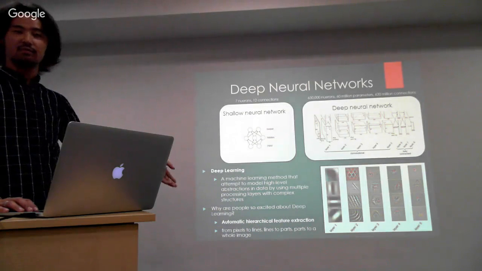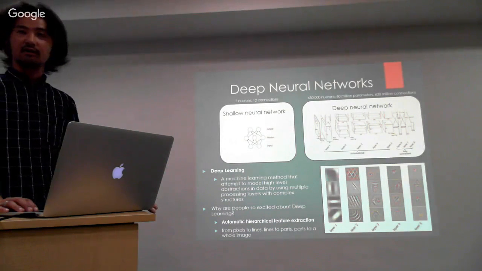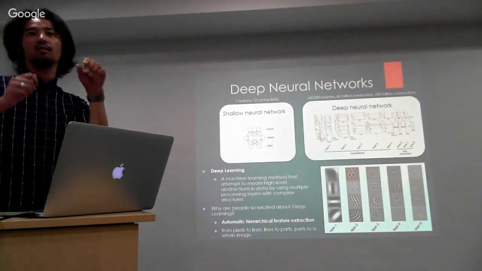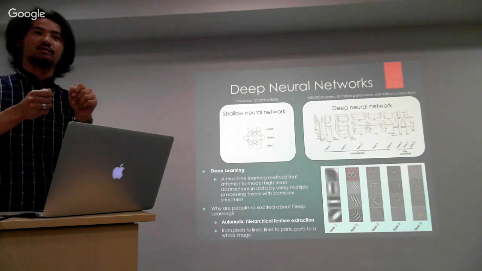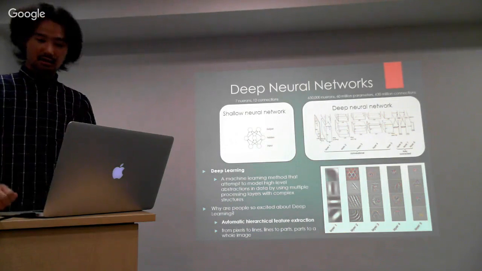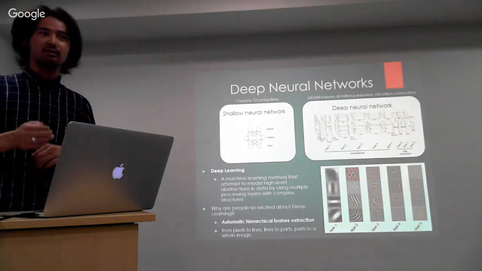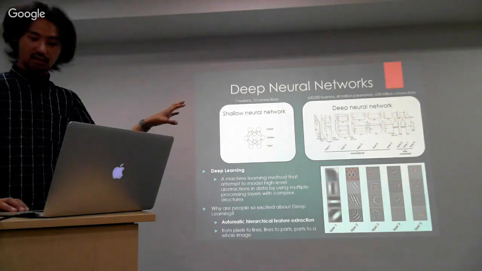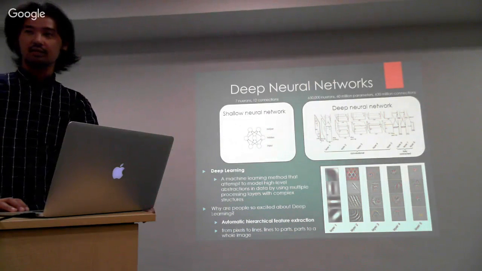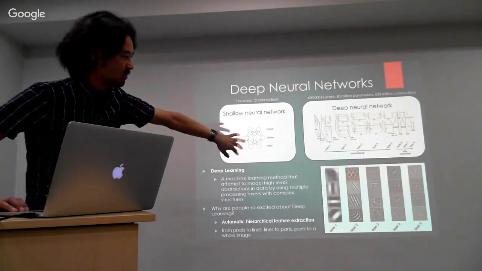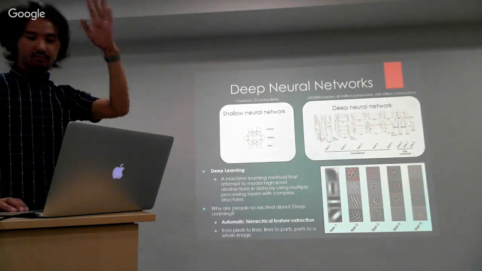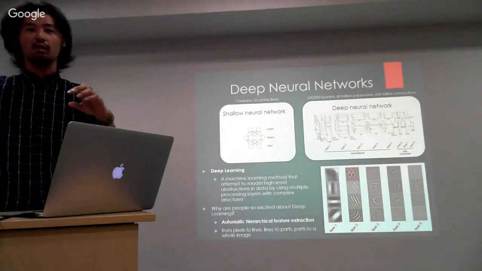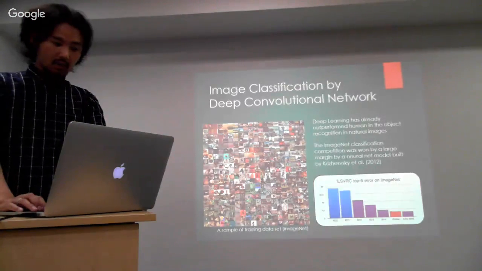But one thing people are really excited about is automatic hierarchical feature extraction. It used to be that in machine learning, people first extracted features by hand, by human hand, and then used something like an SVM to make a separation. But a deep neural network automatically extracts these features: a lower layer processes things like edges or lines, a higher layer processes parts of objects, and it goes on to more high-level categories.